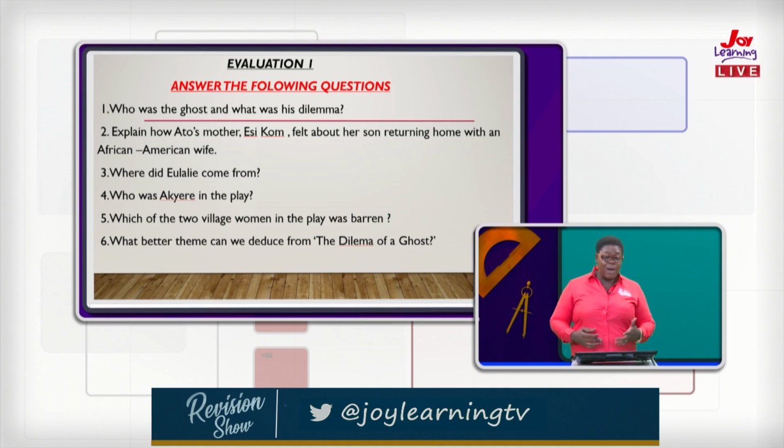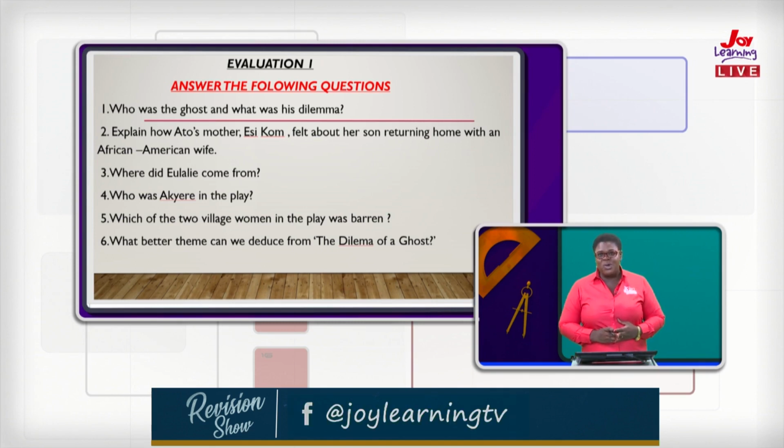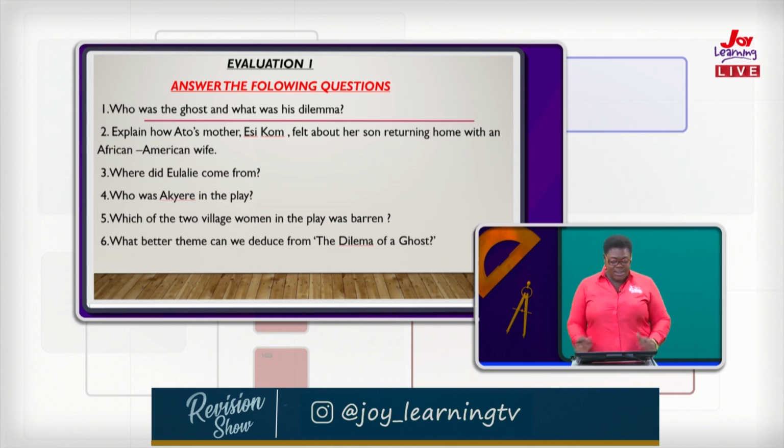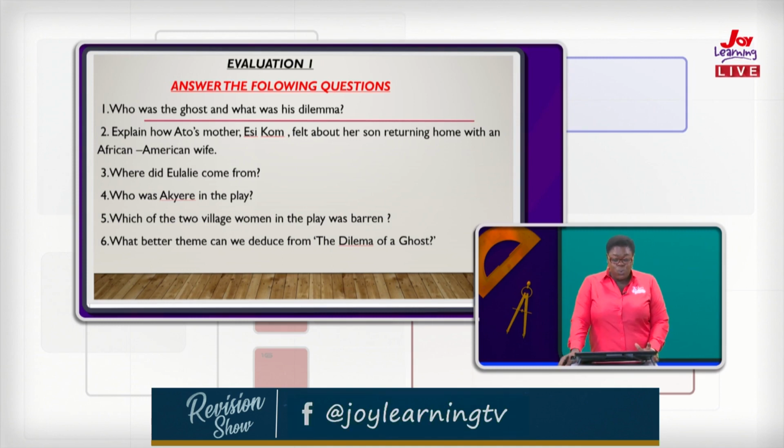Number two, explain how Ato's mother, that is Esikom, felt about her son returning home with an African-American wife. How did the mother feel? That is Esikom. How did she feel? Now, number three, where did Eulalie come from? Number four, who was Achre in the play? Number five, which of the two village women in the play was barren? Which of them was barren?